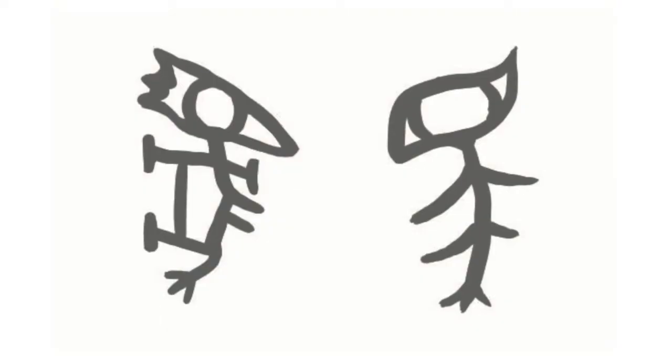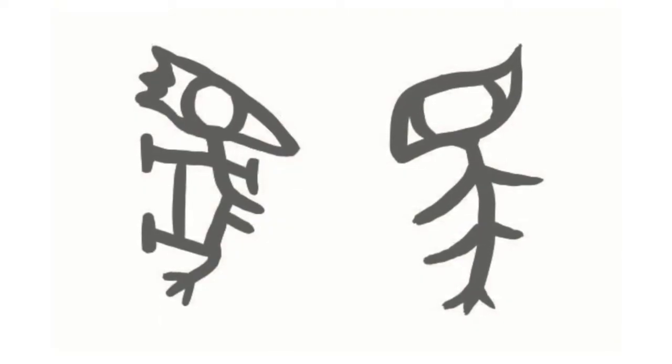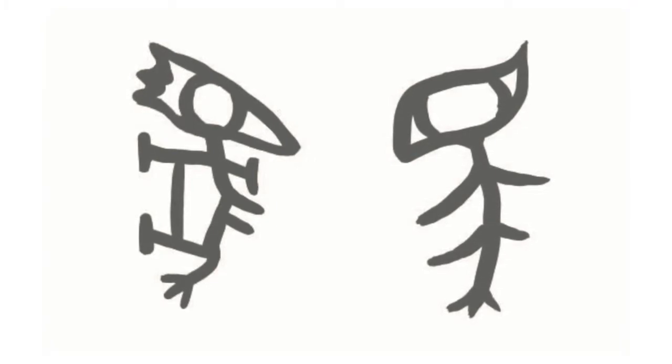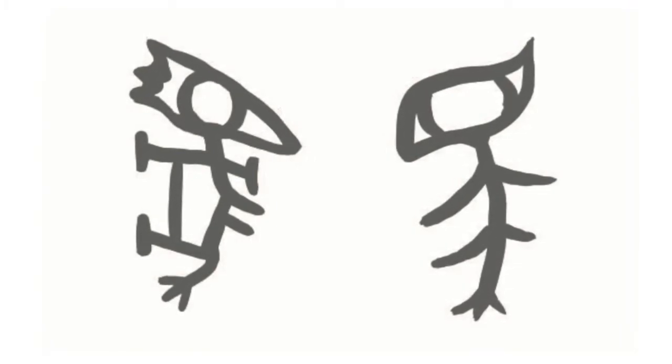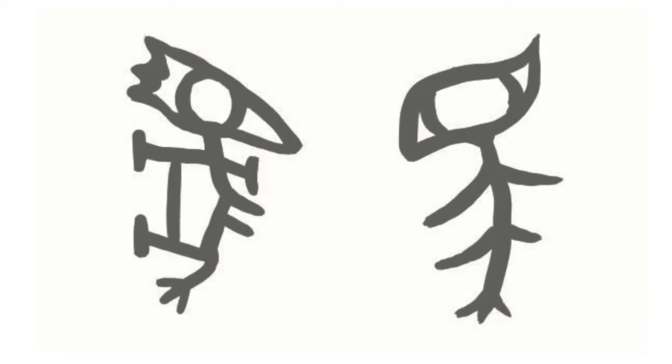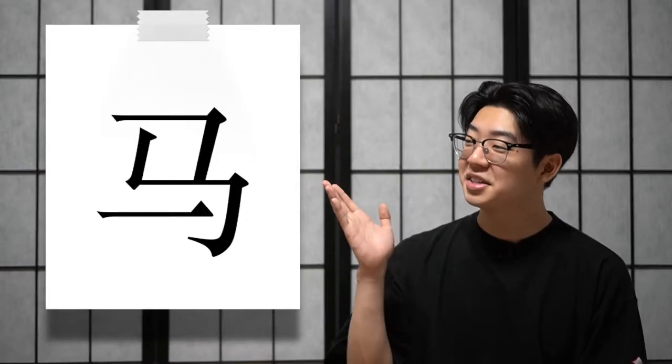This is the ancient version of the main character we are looking at today. It depicts a horse running with its mane blowing in the wind. This is how the character looks today. It's a bit different from the ancient character, but this is the traditional character.